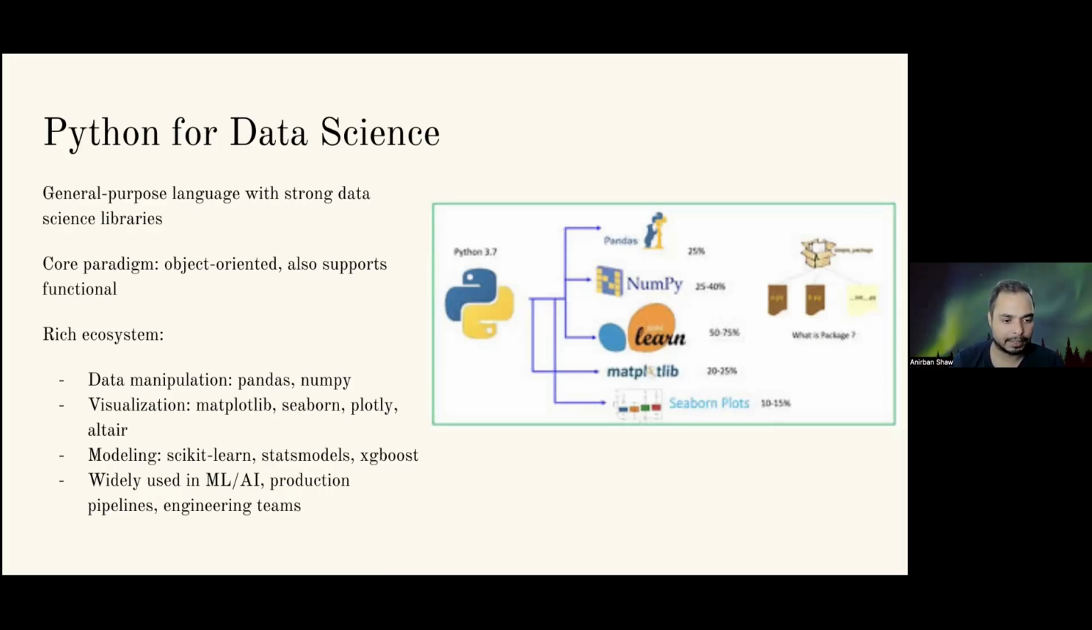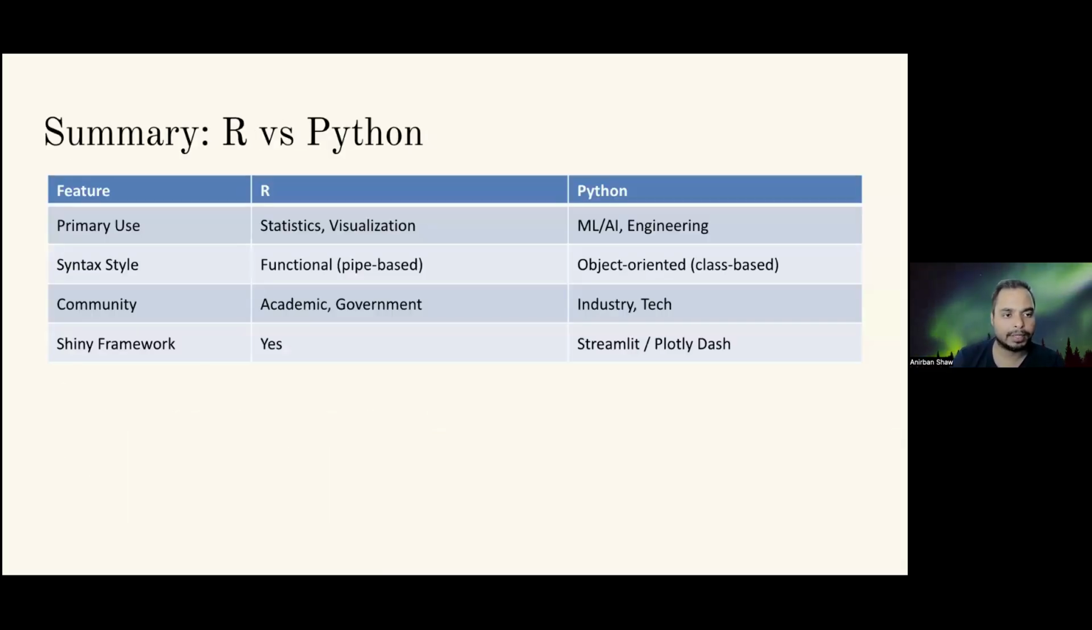In terms of data science, and a quick summary, R is more for statistics, visualization, and I'll even say, R Shiny, the dashboarding system. Python is more for ML and AI. It's suited for that, and in general, any kind of engineering jobs.